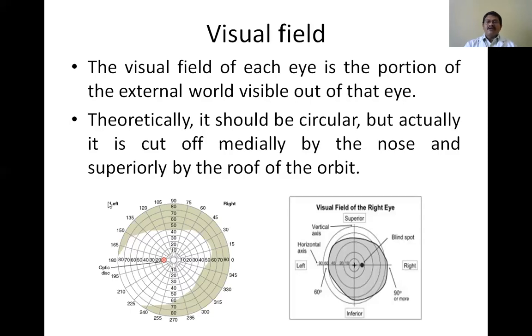Theoretically, it should be circular, but actually it is restricted medially by the nose and superiorly by the roof. The superior orbital margin will restrict the field of vision in the upper part, and medially the bridge of the nose. Temporally you have 100 degrees, superiorly 60, nasally also 60, and inferiorly 75 degrees. Temporally you have more visual field compared to the inferior, and both the nasal and upper fields are restricted by the superior orbital margin and the bridge of the nose.